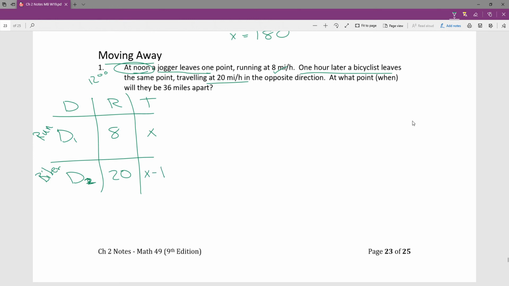So this one is saying, at what point, when will they be 36 miles apart? So we've got a total of 36 miles. Well, every time you're given a total, that means that your framework is going to be D1 plus D2 equals that total. So my D1 is that 8 miles an hour times however long the runner has to run, and the biker 20 times x minus 1 because he has 1 hour less, and it's 36 miles as the total.